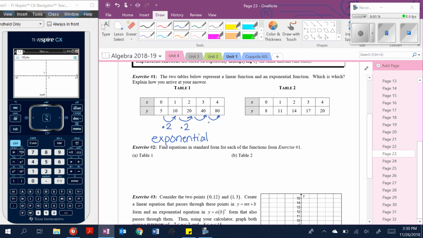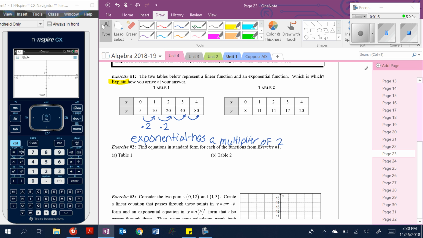And then how we arrived at our answer, because it says we need to explain. We know this because it has a multiplier of 2. Sorry, that took a lot of space. All right, we're going to have to squeeze this one in over here. All right, well, at least we know table 2 is linear.